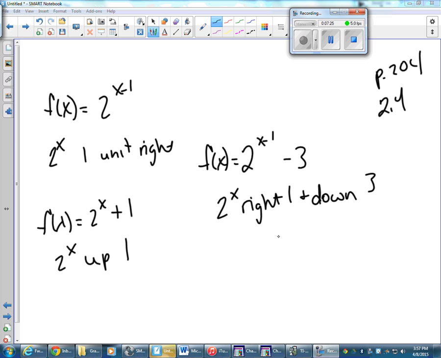You just talk about what basic graph you're starting with and what you're doing to that graph. And like I said, all of your rules for transformation can be found back in section 2.4. You may want to review that, especially when it comes to vertical and horizontal stretches and shrinks. That kind of gives people trouble sometimes.